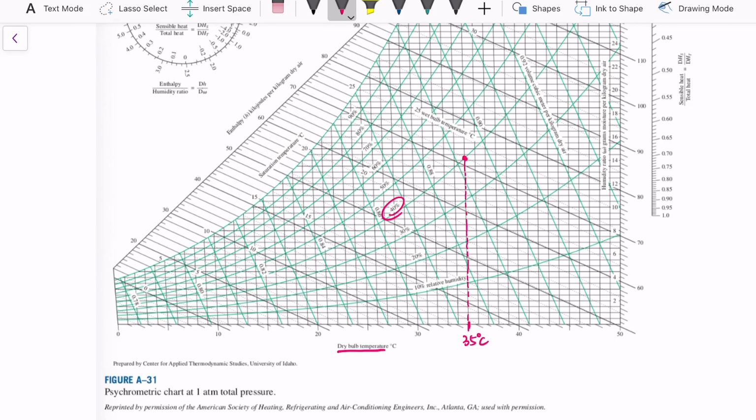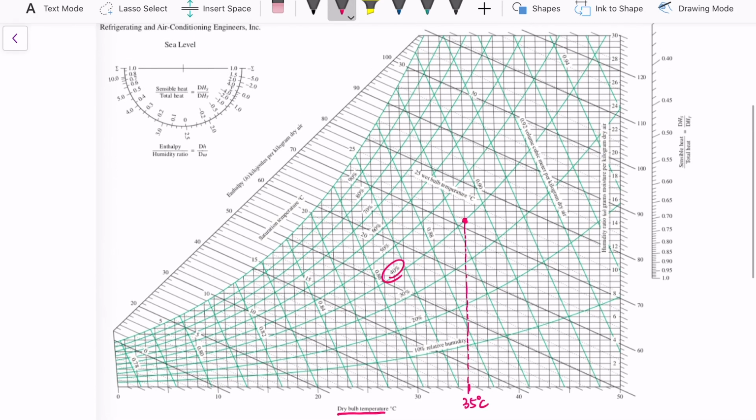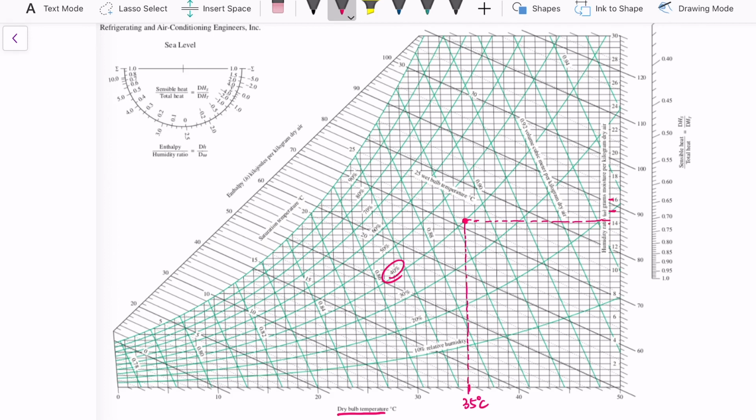So this point will be our state of this mixture. The first question asks you to read omega. Omega is on the right hand side, so now you draw a flat line to the right. And it's above 14, so this is 14, and this is 15, this is 16, so that means it's between 14 to 14.5, so we'll call it 14.2.